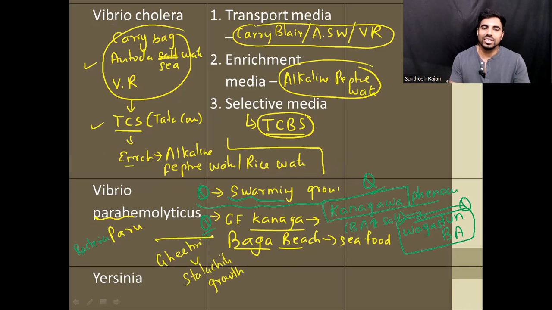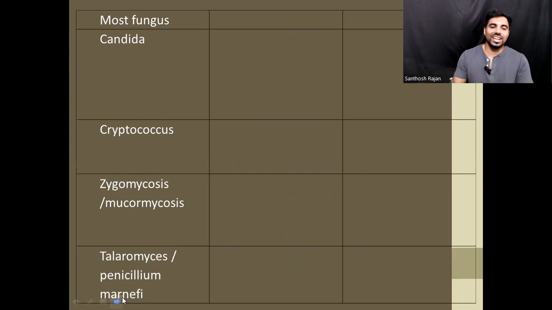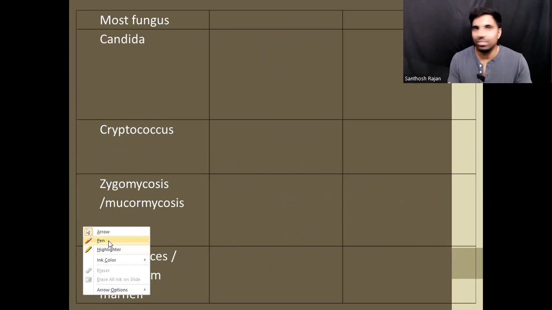That's it. How simple and easy, right? Okay. Now we came to the last slide. Very easy slide. Candida and other things, okay? Because that culture media for all the bacteria we finished. We covered most of them. Okay, so no need to worry.